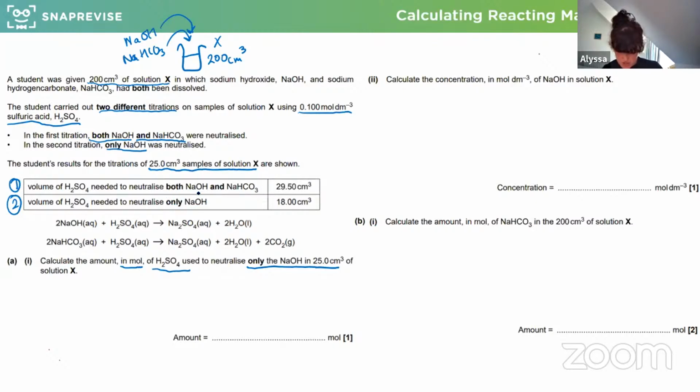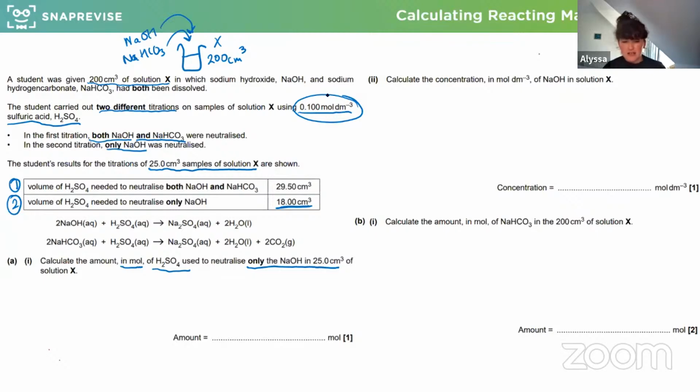So if we use titration 2, that tells us that 18 centimeters cubed of our sulfuric acid was needed to neutralize the sodium hydroxide. I'm trying to find out the amount in moles of H2SO4. Well, I know that I've got 18 centimeters cubed of H2SO4. What's the concentration of H2SO4? Well, I was actually given it above. So this is lovely.